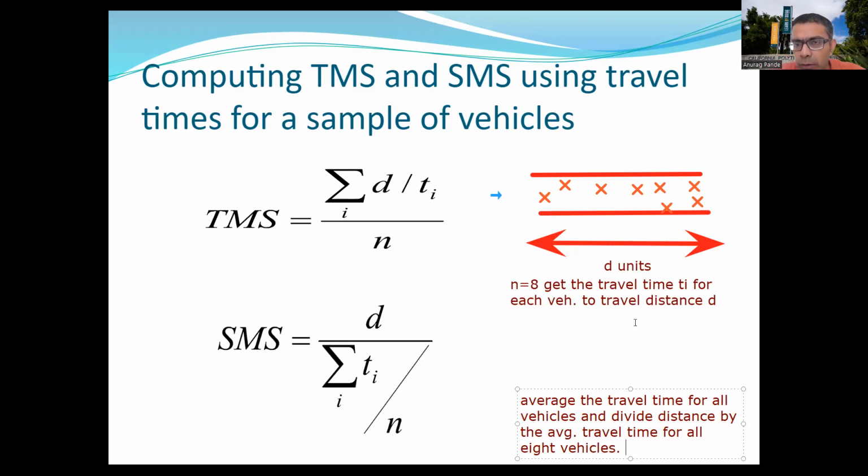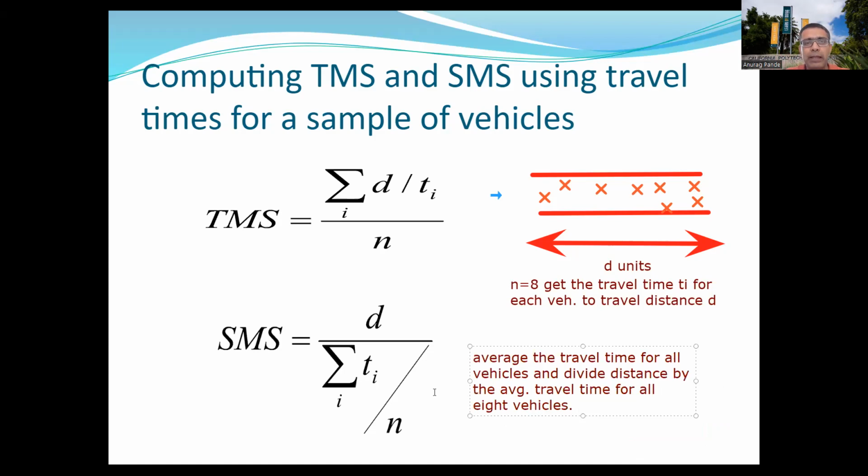Now, the key here is to understand that these will give you slightly different results. And if you are familiar with averages, this represents the arithmetic mean of the speeds. This represents what we call the harmonic mean of the speed. And you can look up those concepts. And harmonic mean, as it turns out, is always lower than the arithmetic mean. So space mean speed will always typically be lower than the time mean speed.